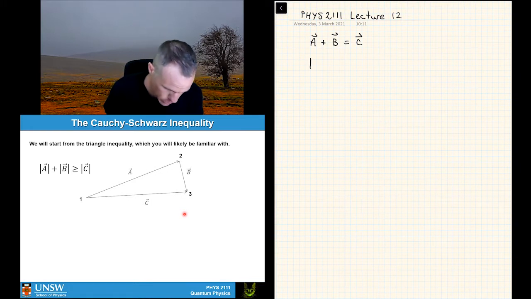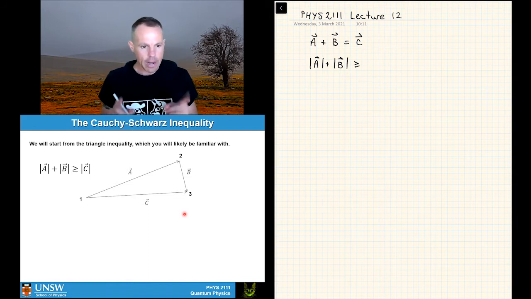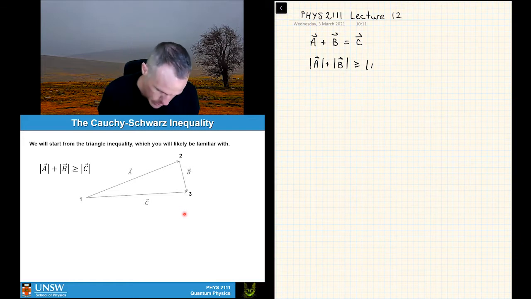So let's do this. The length of vector A plus the length of vector B is going to be greater than or equal to the length of C, and we know that C is A plus B. So really what we're looking for is the length of A vector plus B vector here.